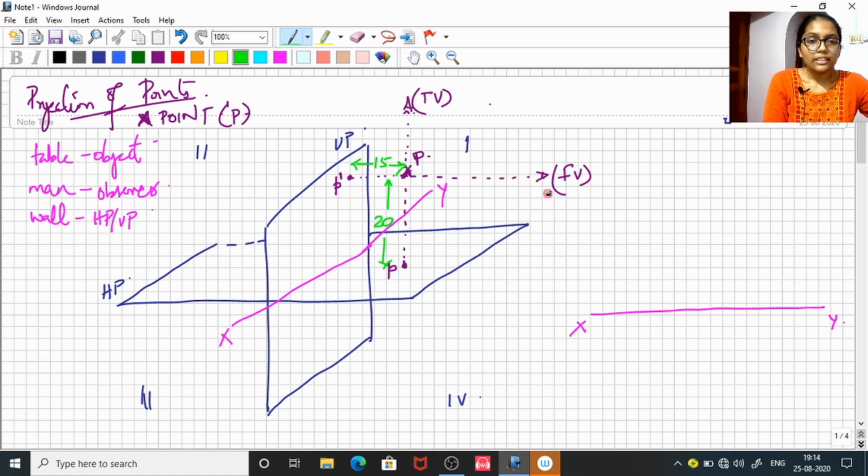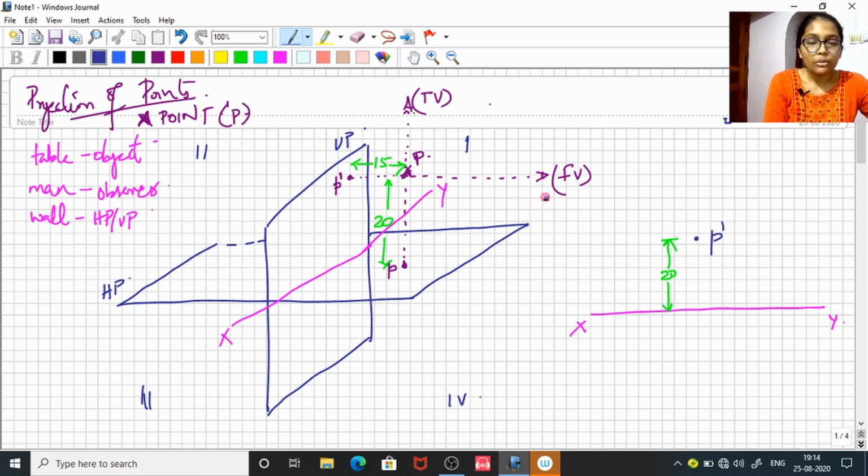Okay, see, when the observer is having a front view, that means if the observer is in this position, he can view that this point is 20 mm above this XY line, isn't it? This P is 20 mm above this XY line. So I should take 20 mm above XY line and mark the point P. And what is the point name? It is P dash. So this is your front view.